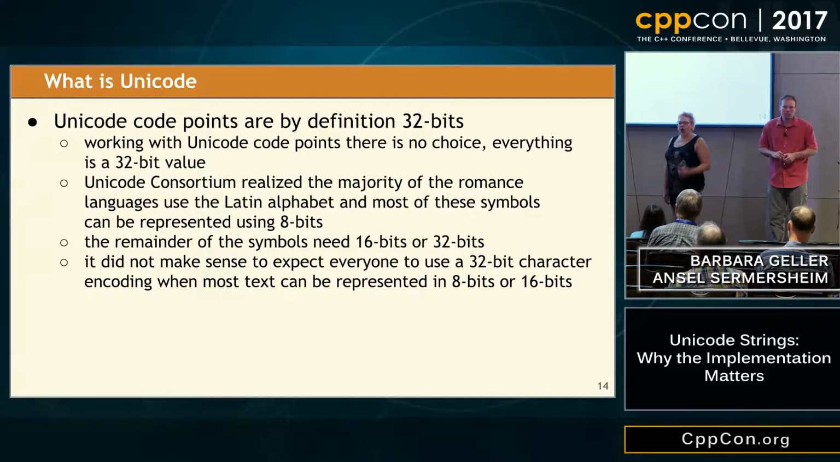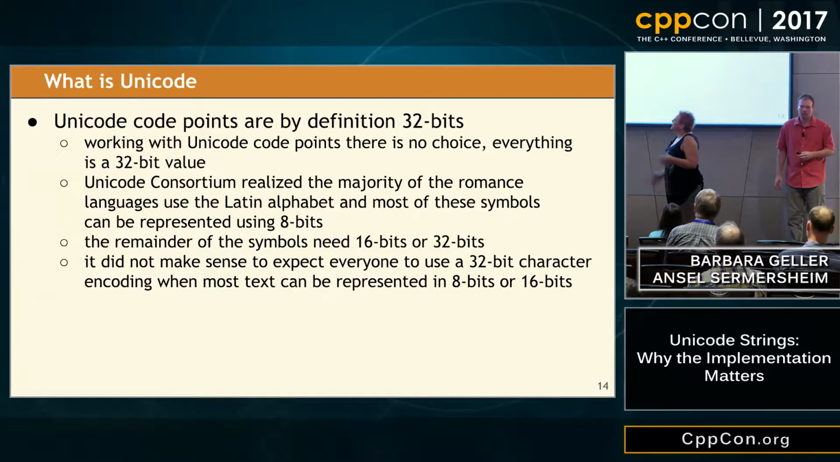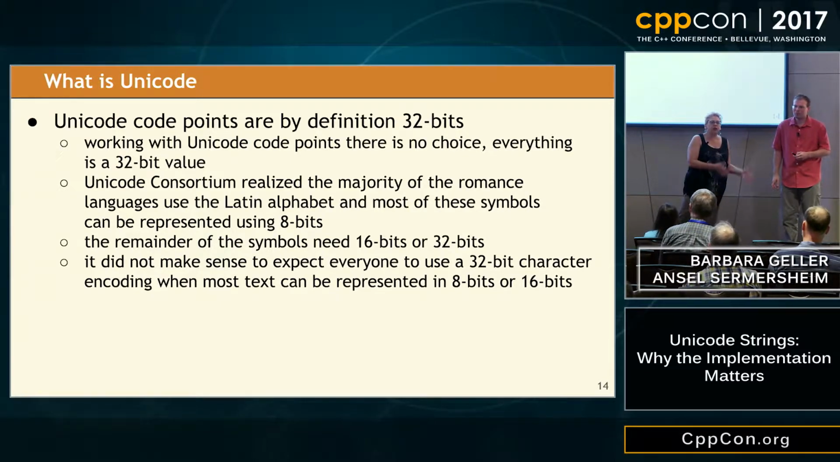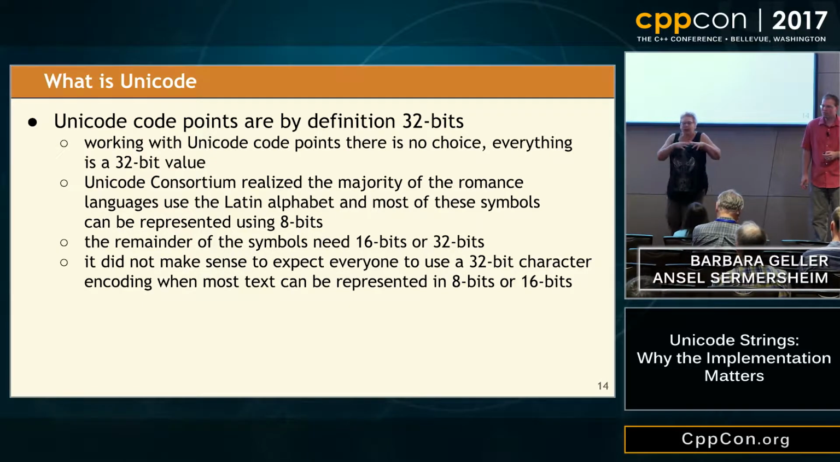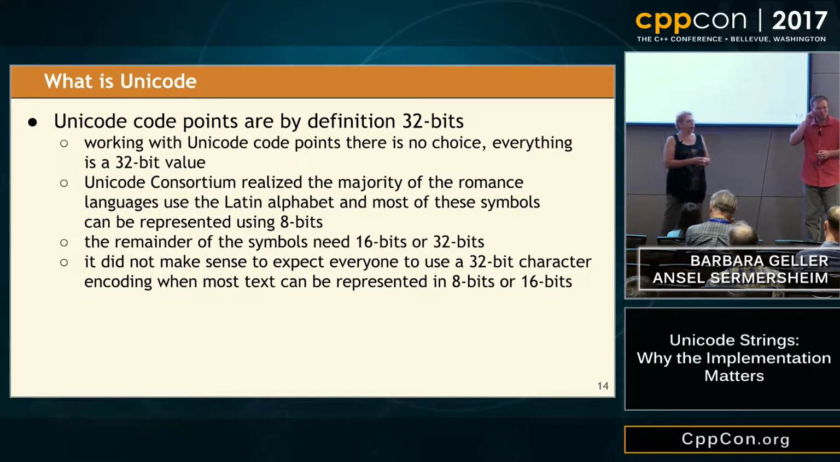Unicode code points are 32 bits. This isn't negotiable. It is part of Unicode. So it does become the question of why are we using UTF-8 and UTF-16? Why aren't we using UTF-32? And we're going to talk about that and why 32 becomes wasteful and 8 is becoming the optimized way for encoding.